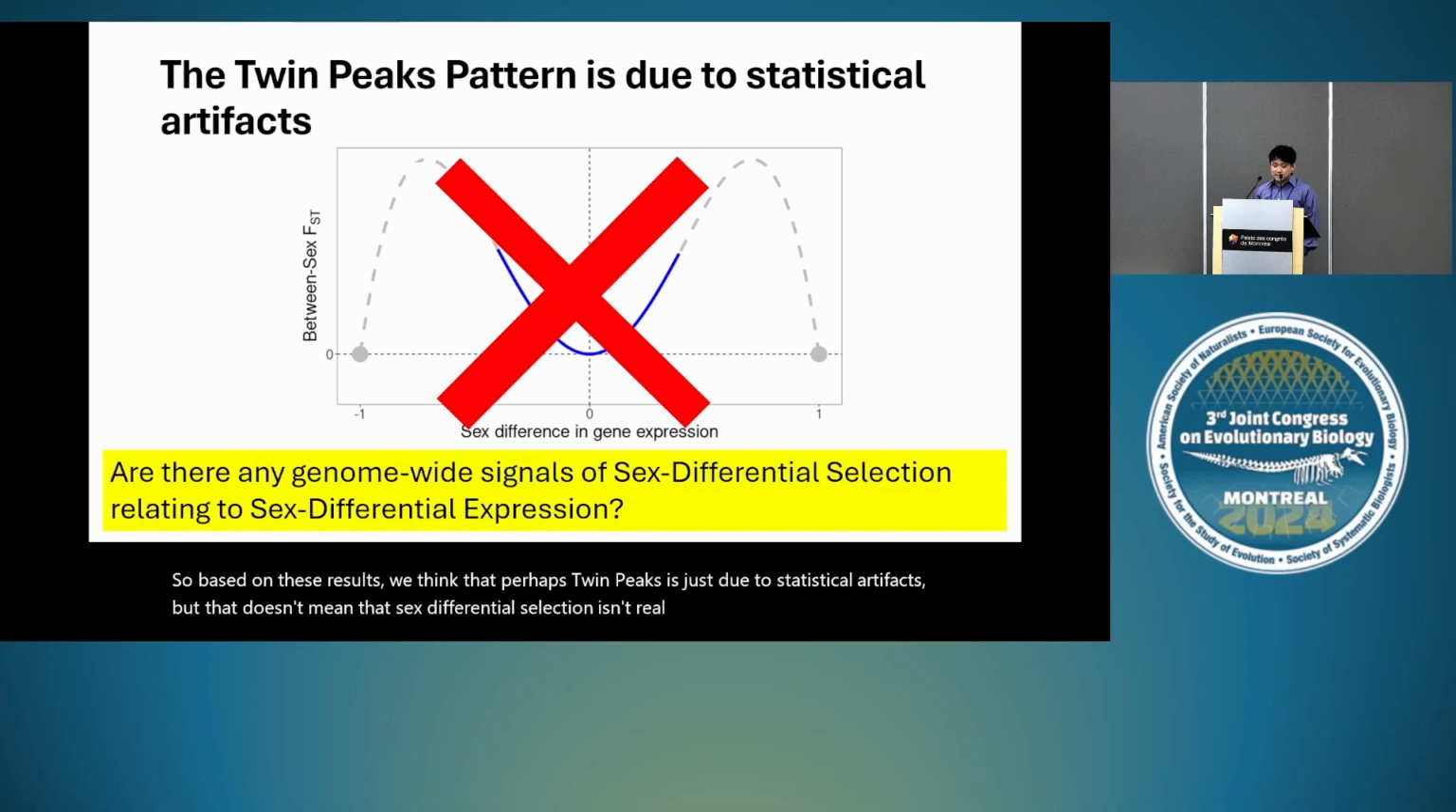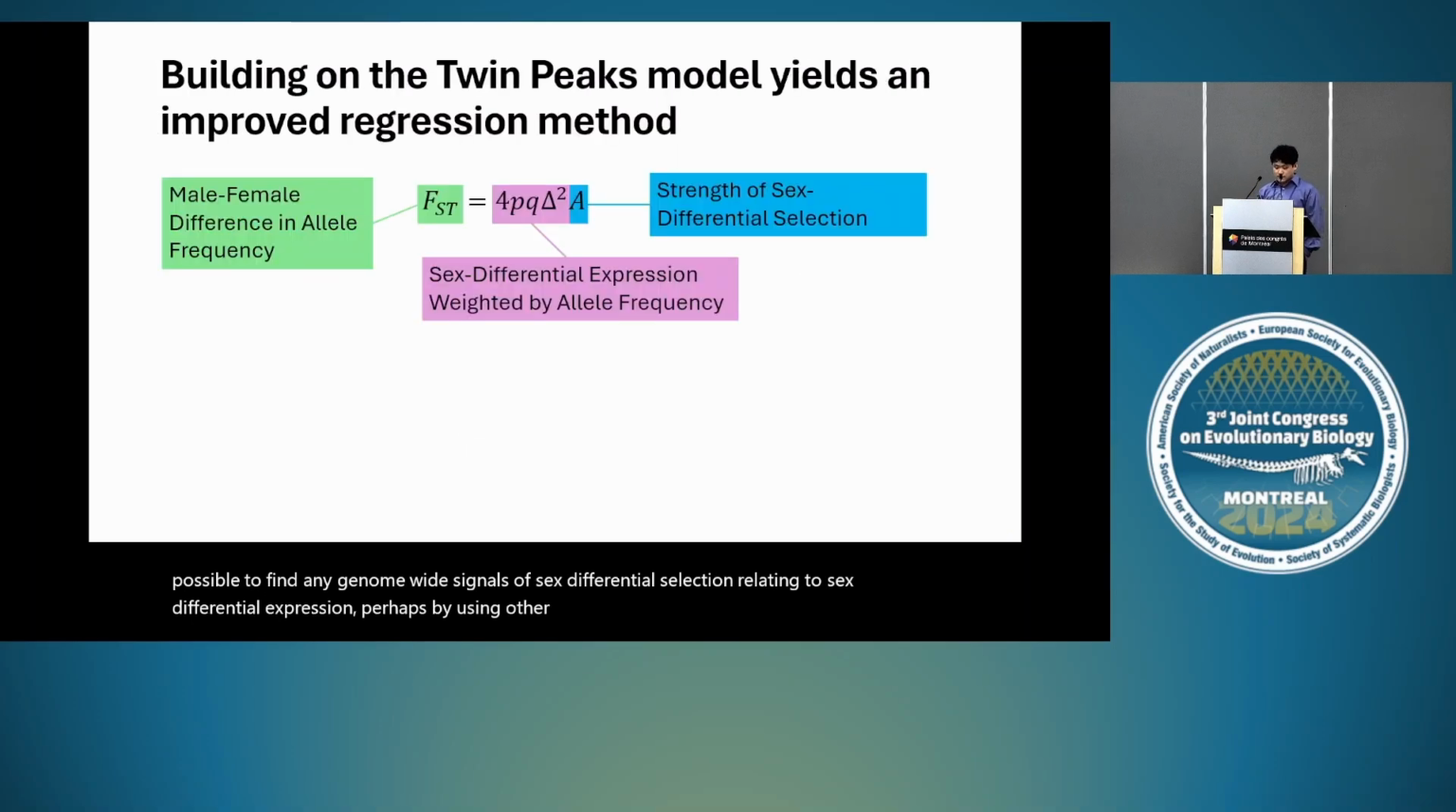So if that's the case, is it possible to find any genome-wide signals of sex differential selection relating to sex differential expression, perhaps by using other methods? To investigate this, we built upon the Twin Peaks model to get an improved regression method. This here is the equation for the original model proposed by Cheng and Kirkpatrick in 2016.